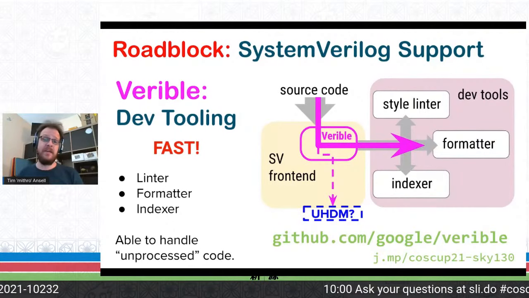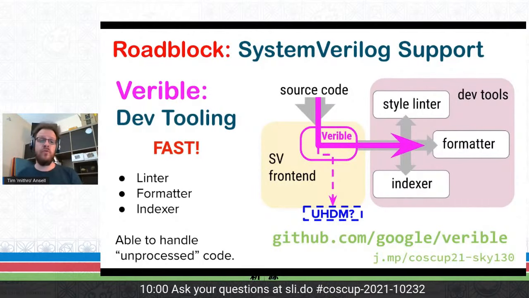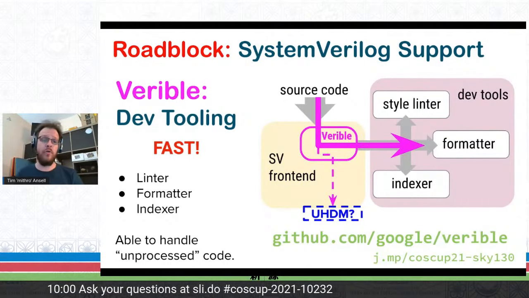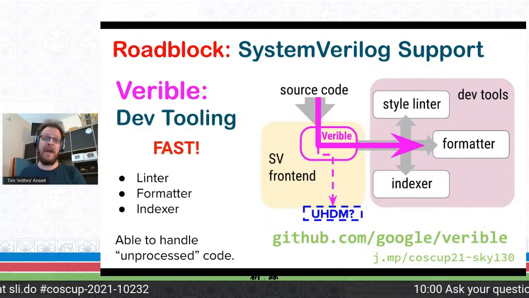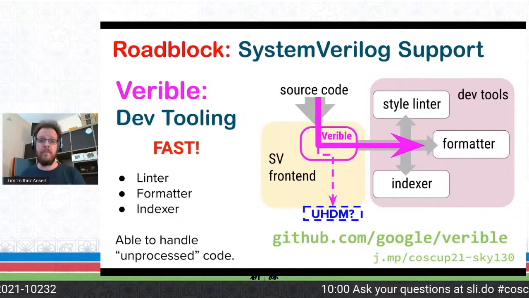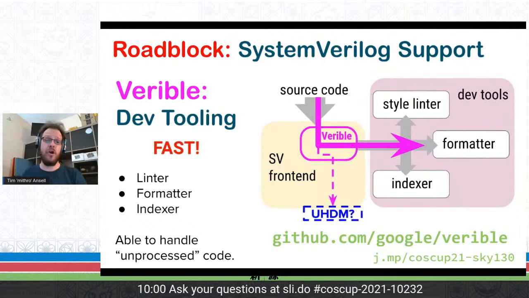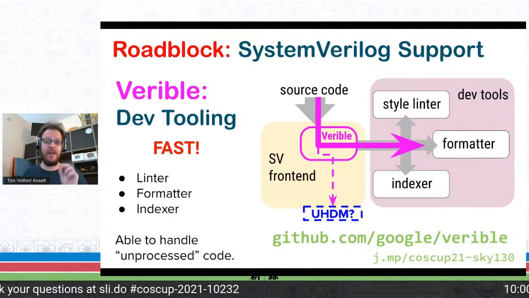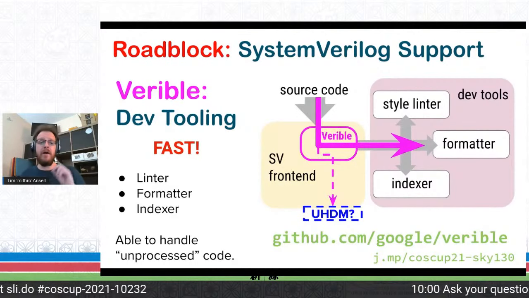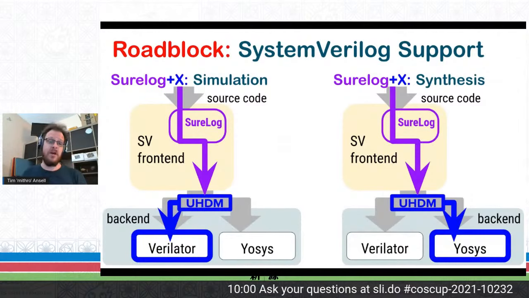And the key thing is this is able to handle unprocessed code. So you can do things like reformat your code in the same way something like clang-format would without having to expand all the macros. And so Verible is really cool. It's also super fast. When you're reformatting all code at Google, you need something that's really fast. But Verible wasn't suitable for simulation and synthesis.